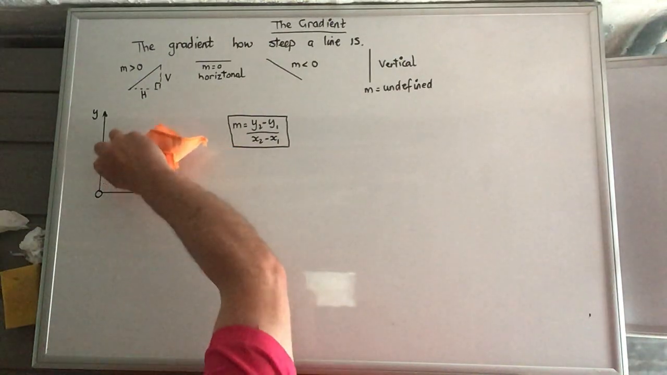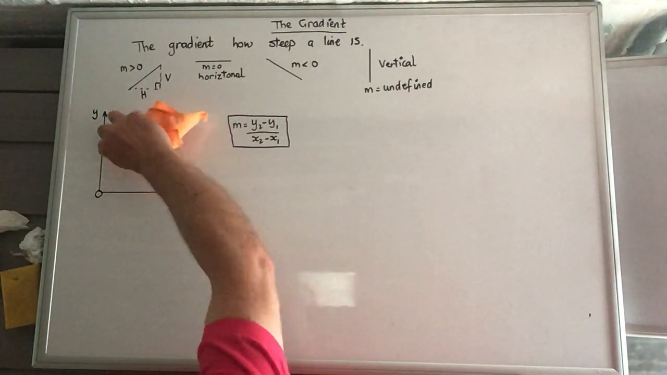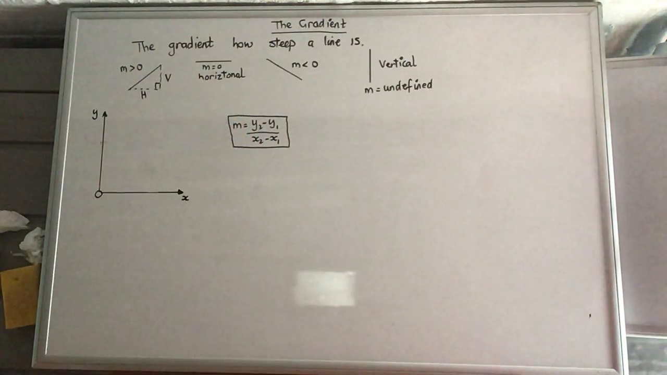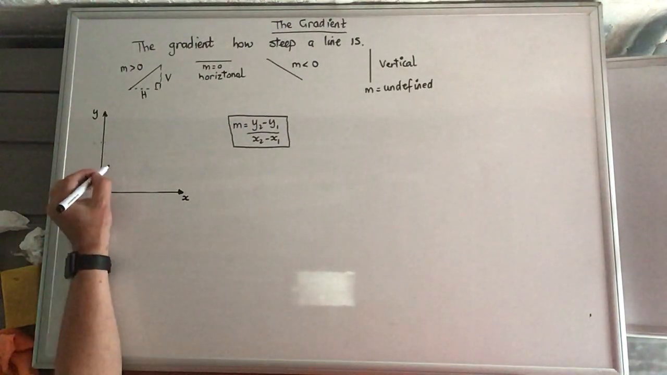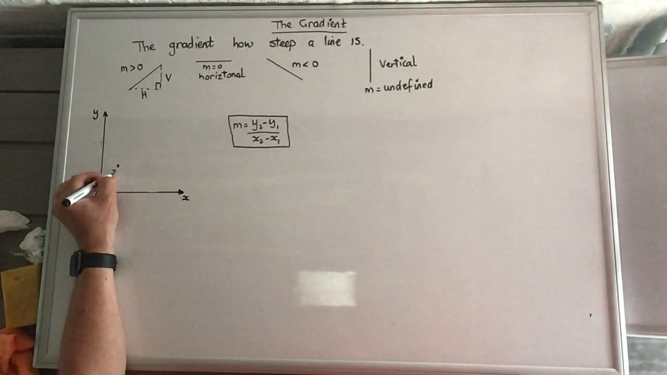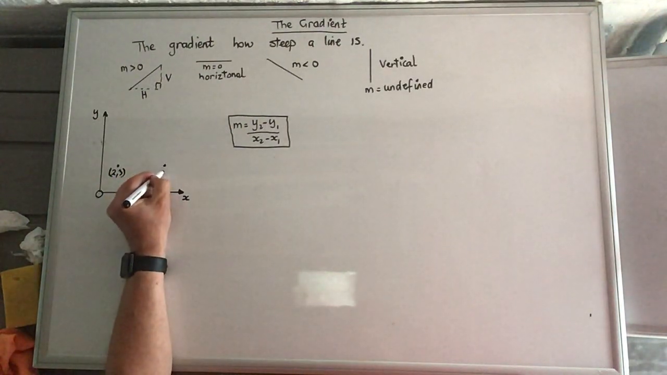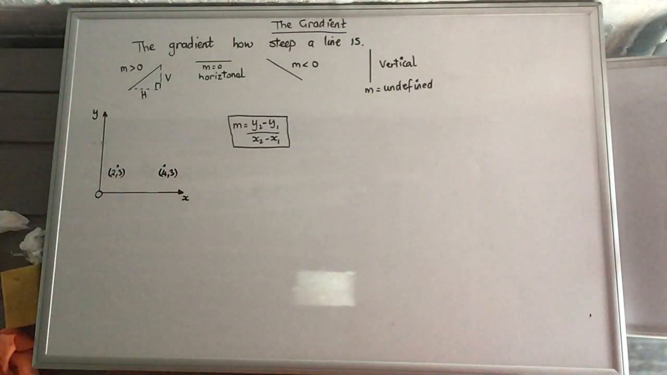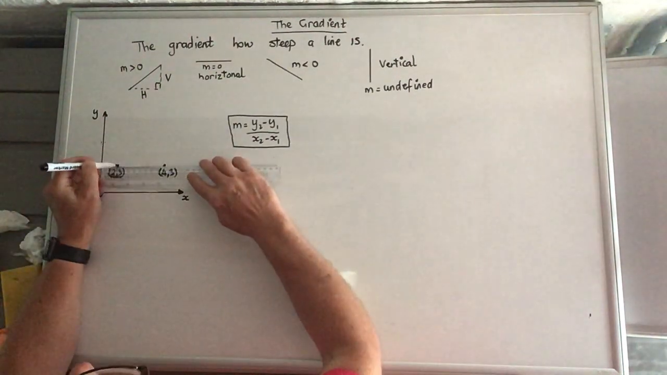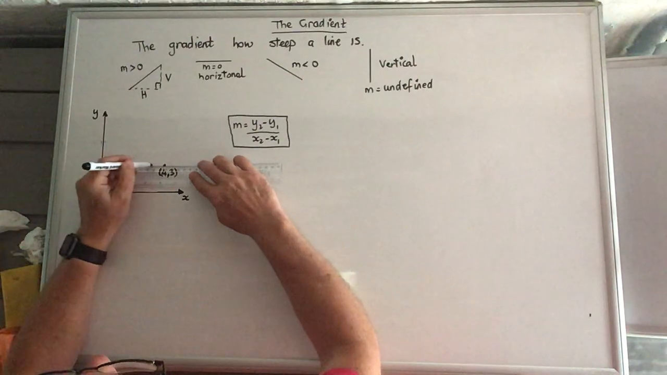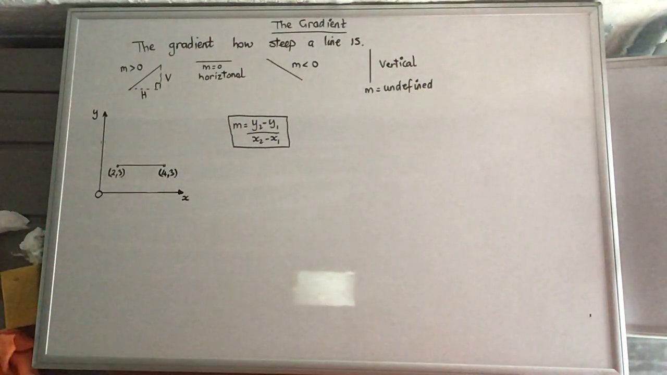Well, horizontal means that the y coordinates are the same. So let's do a coordinate. Let's go for 2, 3. And the next one, let's make that 4, 3. Draw a line in between the 2 coordinates. There we go, and we'll work out this gradient.